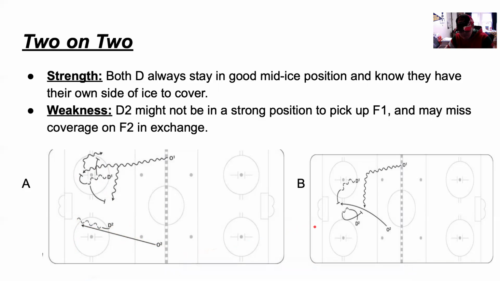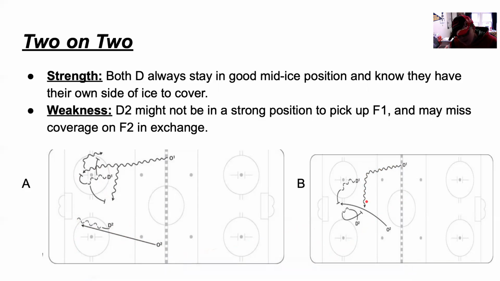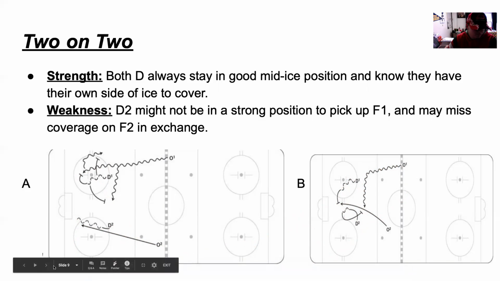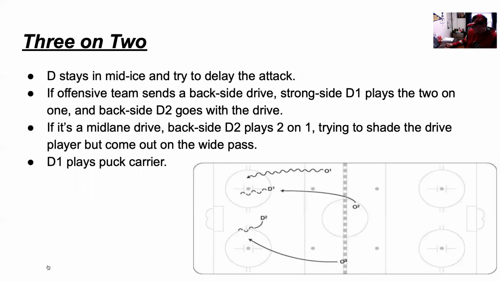Okay, and on B, we see O1 coming in the offensive zone, skating in. D2 is actually going to come up, make the play on O1, and D1 is going to take away the space for O2 to go in. Then we have a 3-on-2. So the D stays in mid-ice and tries to delay the attack.